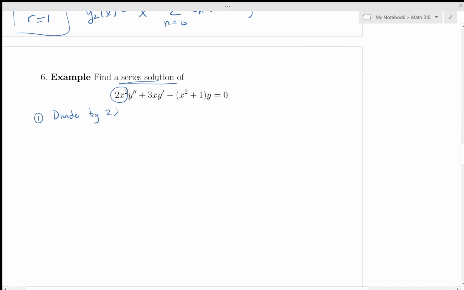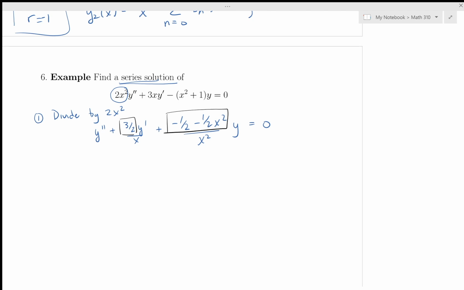Divide by 2x squared. That yields y double prime plus 3/2 y prime divided by x plus (-1/2 minus 1/2 x squared) divided by x squared y equals 0. I want to really emphasize that x equals 0 is a regular singular point, because both of these terms have power series representations that are convergent at x equals 0. So x equals 0 is a regular singular point.